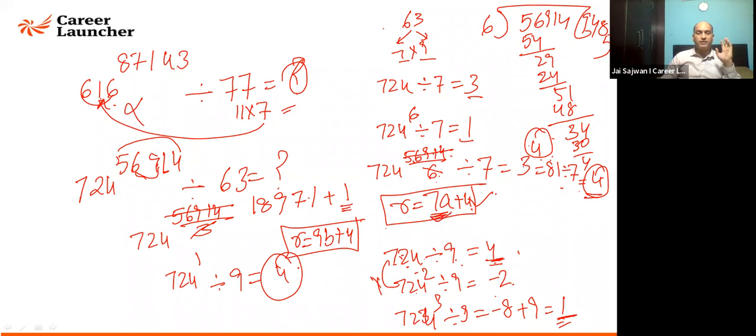So when divided by 7, remainder is 4. When divided by 9, remainder is 4. Don't you think that there's a common remainder of 4? That's why the answer comes out to be 4 here. Now, please ask if there is a doubt here.